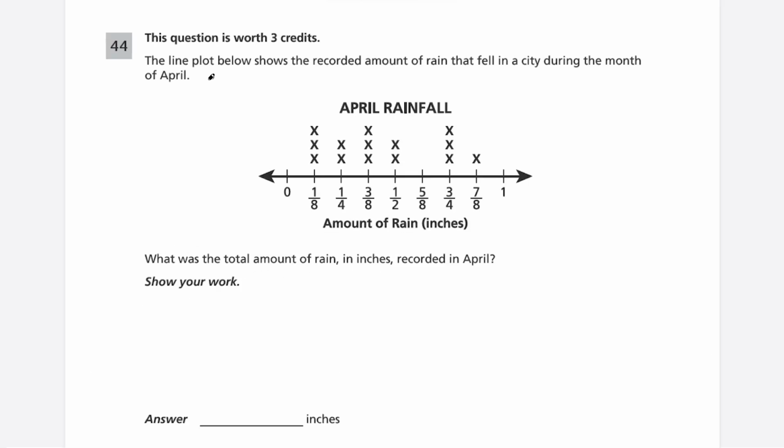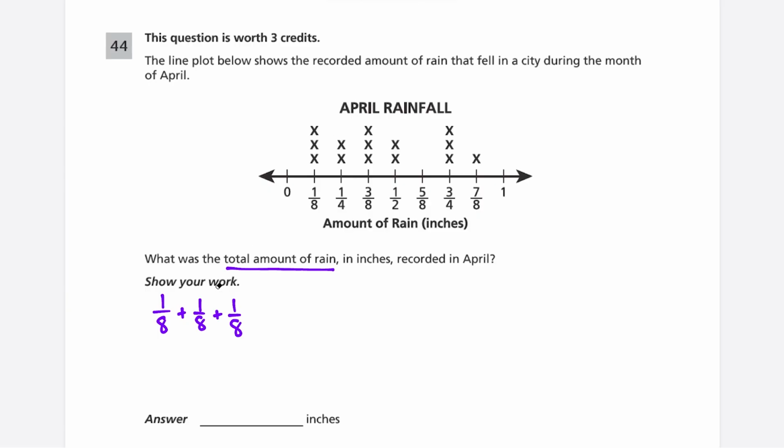Question 44, our last question, and it's 2 parts, but first up, we have the line plot below shows the recorded amount of rain that fell in a city during the month of April. So what we want to find here is the total amount of rain in inches recorded in April. So for this one here, there's a few ways we could go forward with this, but one way would be to just write down all of these values. Remember, each X represents the number that it lands on. So if we have 3 x's on 1/8, that means that in April, so far we have 1/8 of an inch plus 1/8 of an inch plus 1/8 of an inch. So I could just do repeated addition here, and this would be one way to get to our answer.